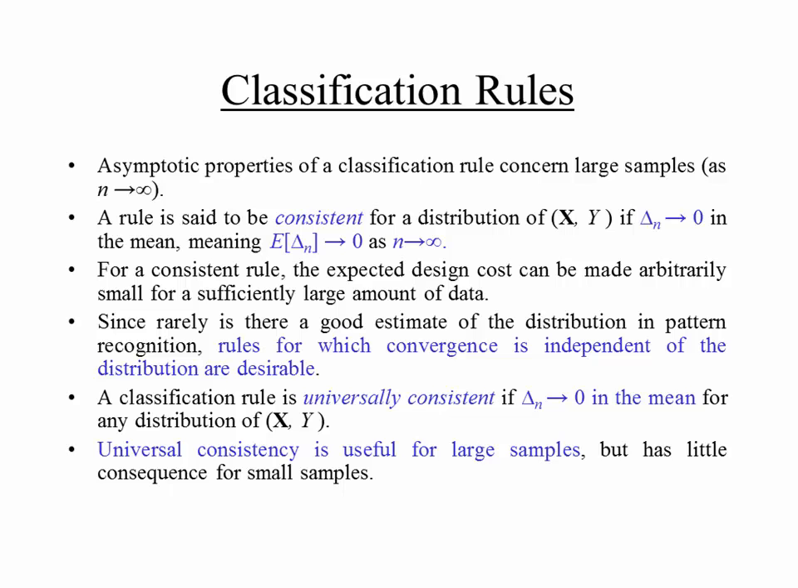Now, since rarely is there a good estimate of the distribution in pattern recognition, rules for which convergence is independent of the distribution are desirable. So if you have a classification rule where delta n goes to 0 regardless of the feature-label distribution, the joint distribution of x and y, you will call those rules universally consistent. Universal consistency is useful for large samples, but it is of little consequence for small samples, because when you have small samples, delta n is not going to go to 0, so it doesn't really help you much.